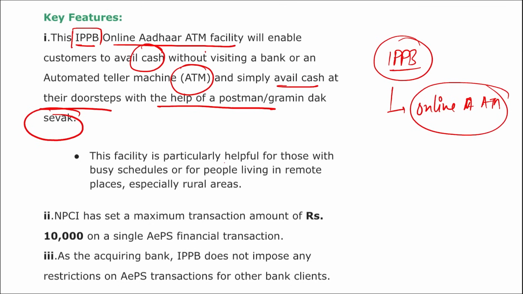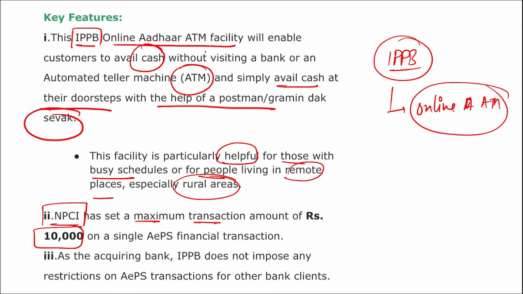This facility is particularly helpful for those with busy schedules or for the people living in remote places, especially rural areas. And NPCI has set a minimum transaction limit of 10,000 rupees on a single AEPS financial transaction. And here IPPB does not impose any restrictions on AEPS transactions for other bank clients also, right?